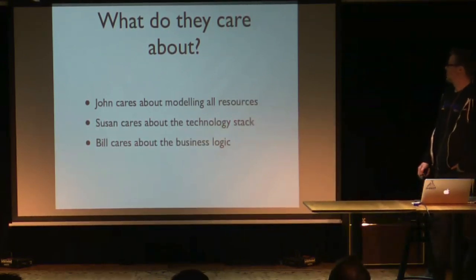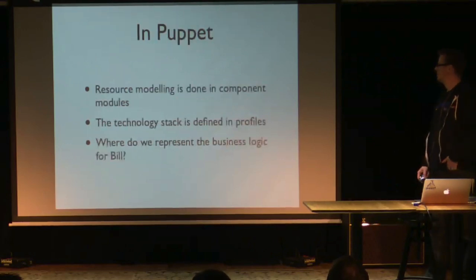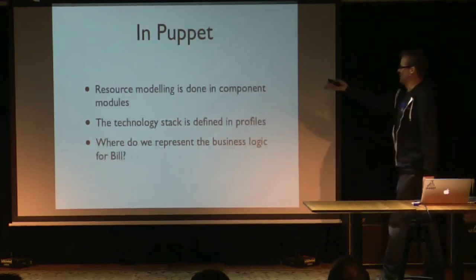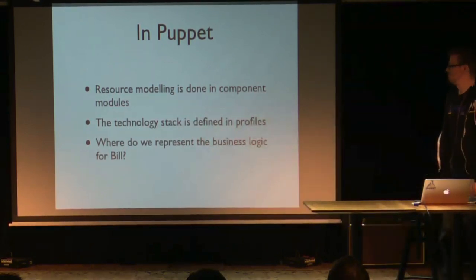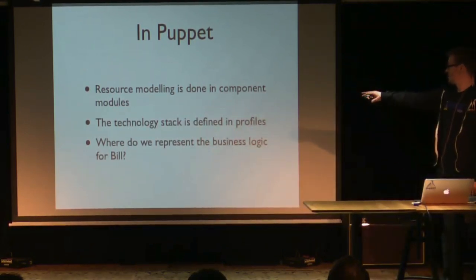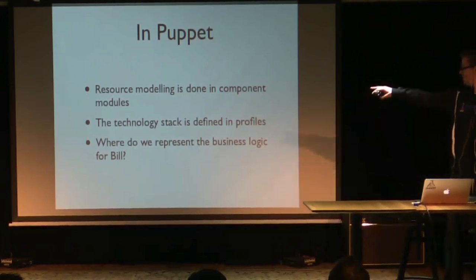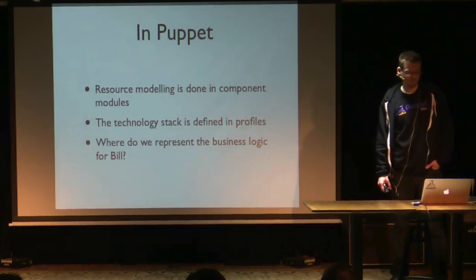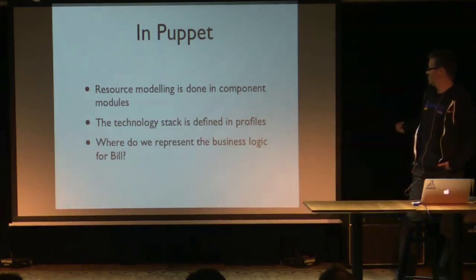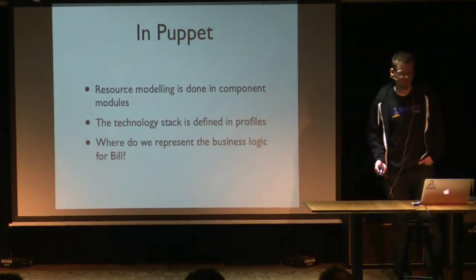So when we translate that into Puppet, given what we've just done now, we know that our resource modeling is done in component modules. That's fine. So that's like John's area, managing everything. We've now got this profiles layer where our technology stack is defined. So that's kind of where Susan fits in. But where are we going to represent this business logic for Bill? Yeah?